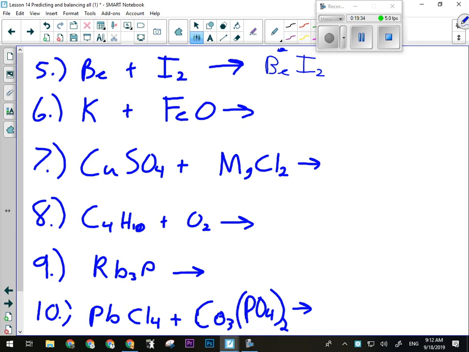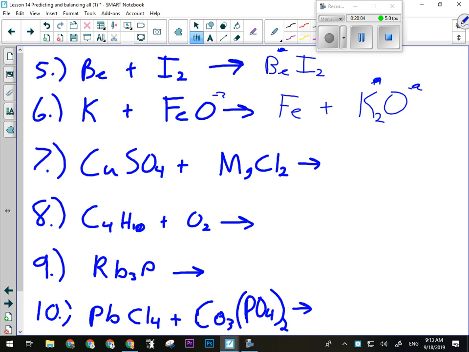For number 6, I've got potassium reacting with iron(II) oxide. How do I know it's iron(II)? Just because this is a -2, this has to be a +2. So it's a single replacement reaction. Potassium's a metal, so it's going to swap with iron. So iron will end up alone, and potassium will end up with oxygen. This is a -2, this is a +1, so I'm going to have K2O.